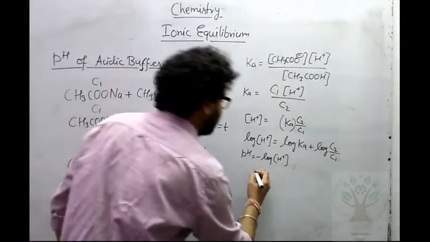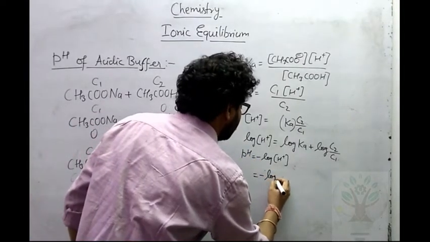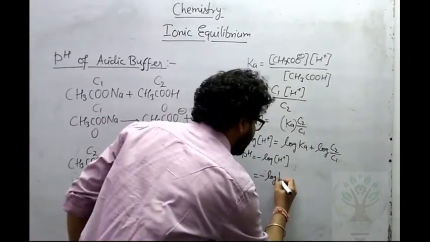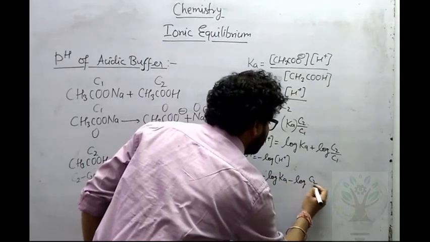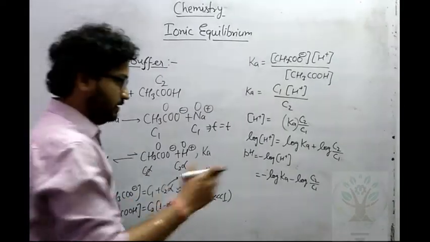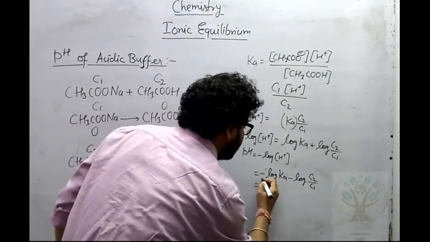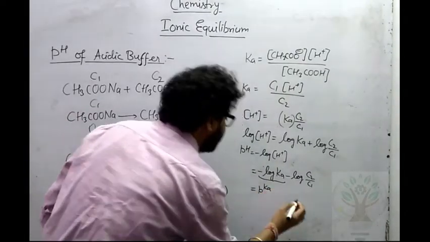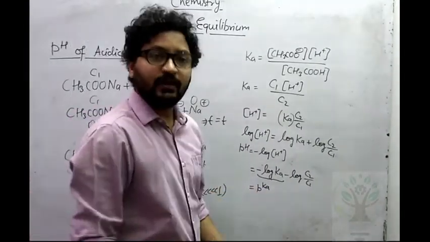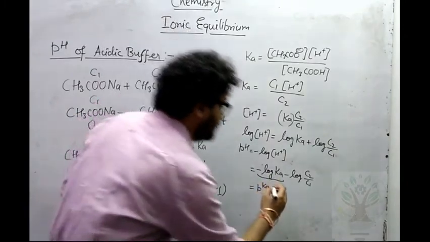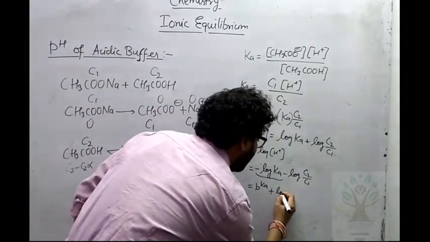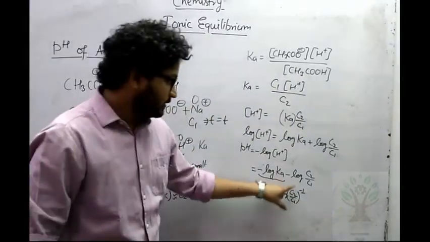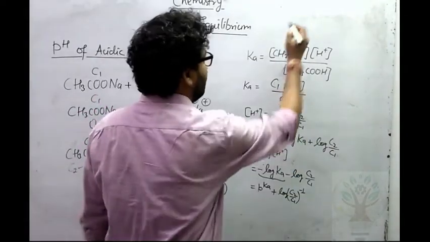pH will be minus log concentration of H plus. So how much will you get from here? You will get minus log Ka minus log C2 by C1. Is this clear? Good. Now see, we can write this as pKa, isn't it? pK minus log K is what? pK. And I am writing it like this, plus log C2 upon C1 to the power minus 1. Are you getting this? I hope you remember this formula.